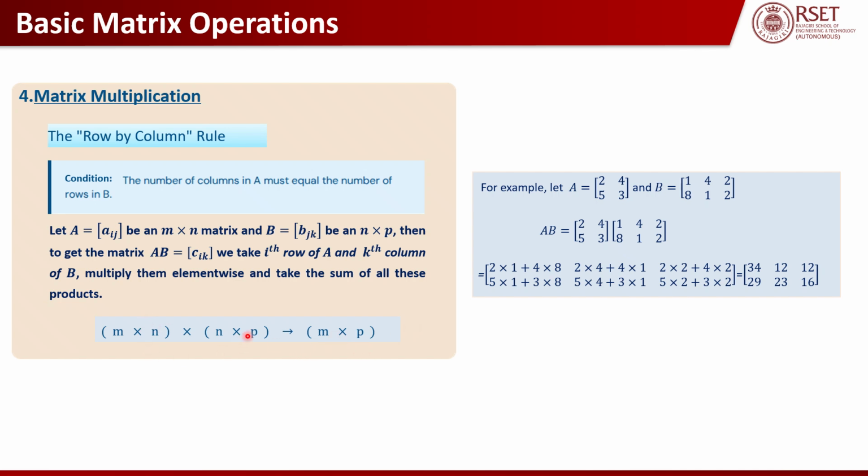The resulting matrix will be an m by p matrix. The n gets cancelled. So the resulting matrix is actually an m by p matrix. There is an example provided here.